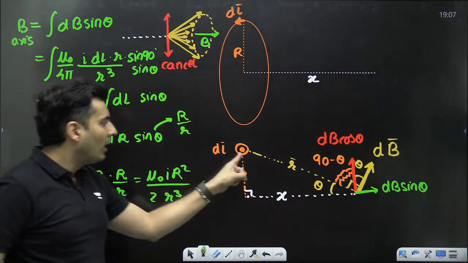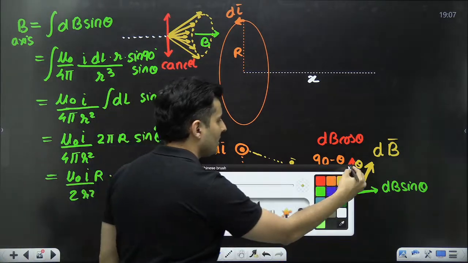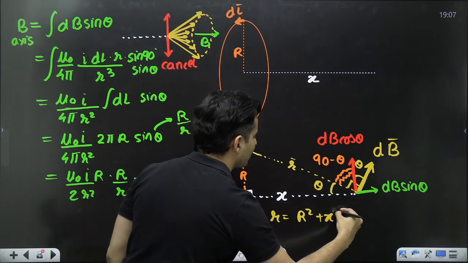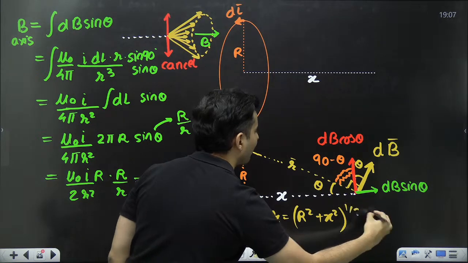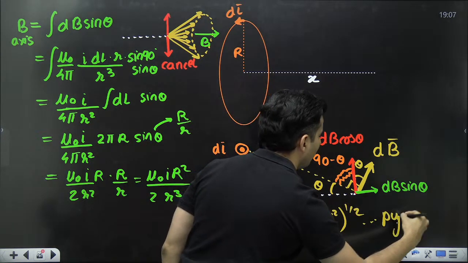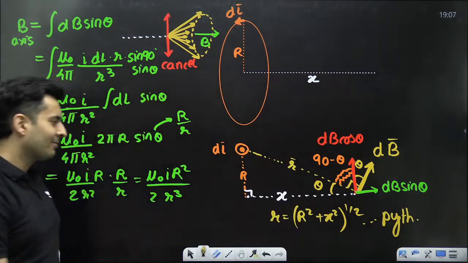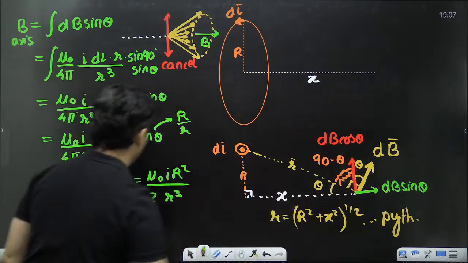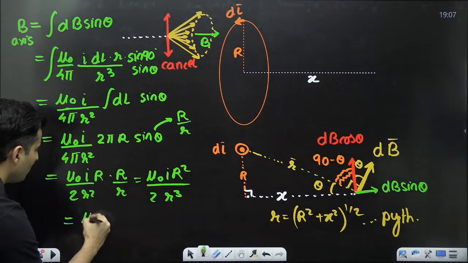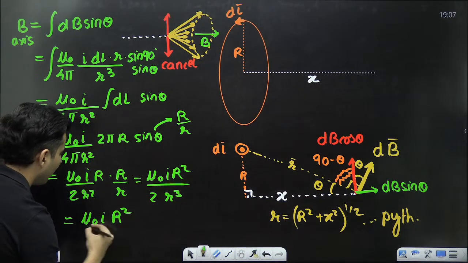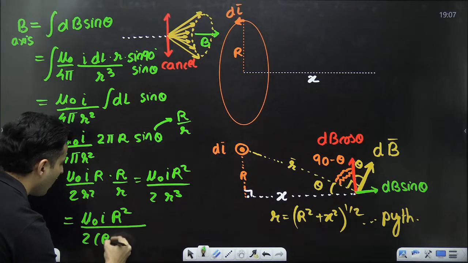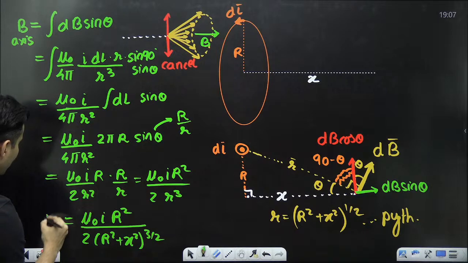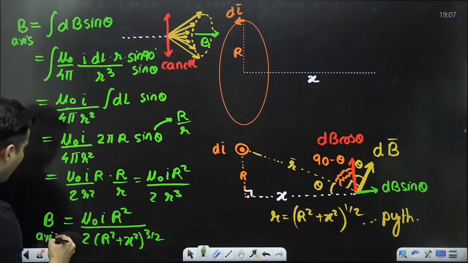Last step. What is this small r? If you notice, it is nothing but R square plus x square whole raised to half, by Pythagoras theorem. Root of R square plus x square. So put it over here and you will get the final answer. That will be mu naught I R square divided by 2, and here you have R square plus x square raised to 3 by 2. That is the magnetic field on the axis.